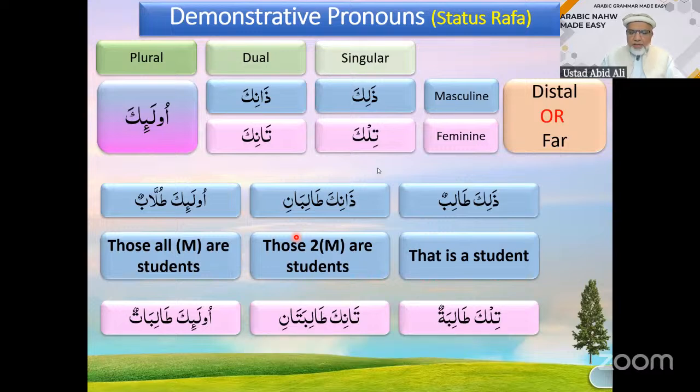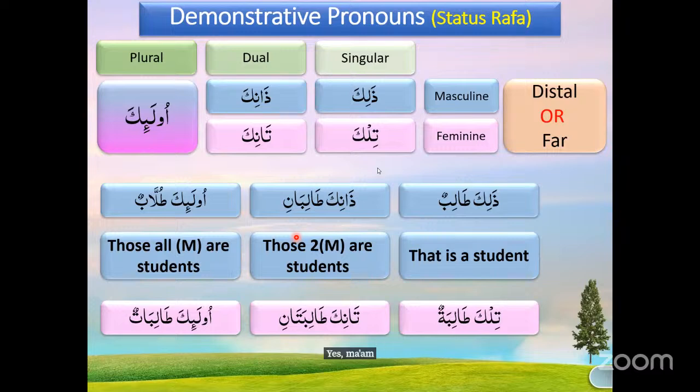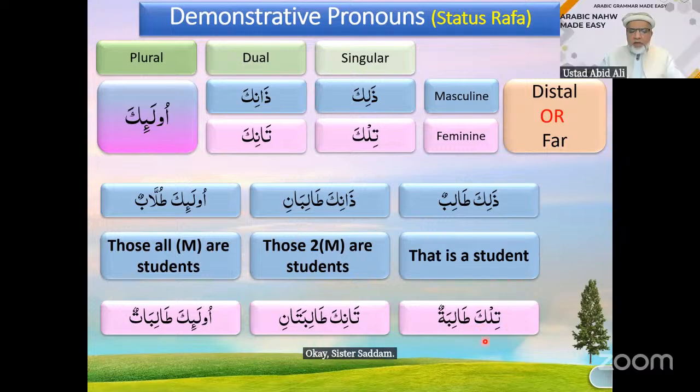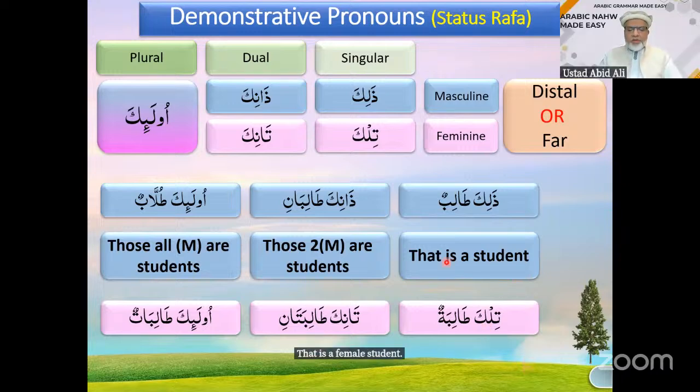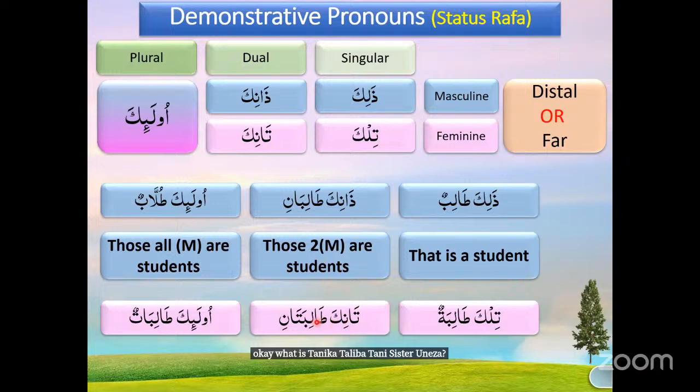Okay, Sister Unaiza? Assalamu alaikum. Walaikum salam. Sister Sadaf, what is the meaning of tilka talibatun? That is a female student. MashaAllah, very good job. Jazakallah. What is tanika talibatani, Sister Unaiza? Those two female are students.